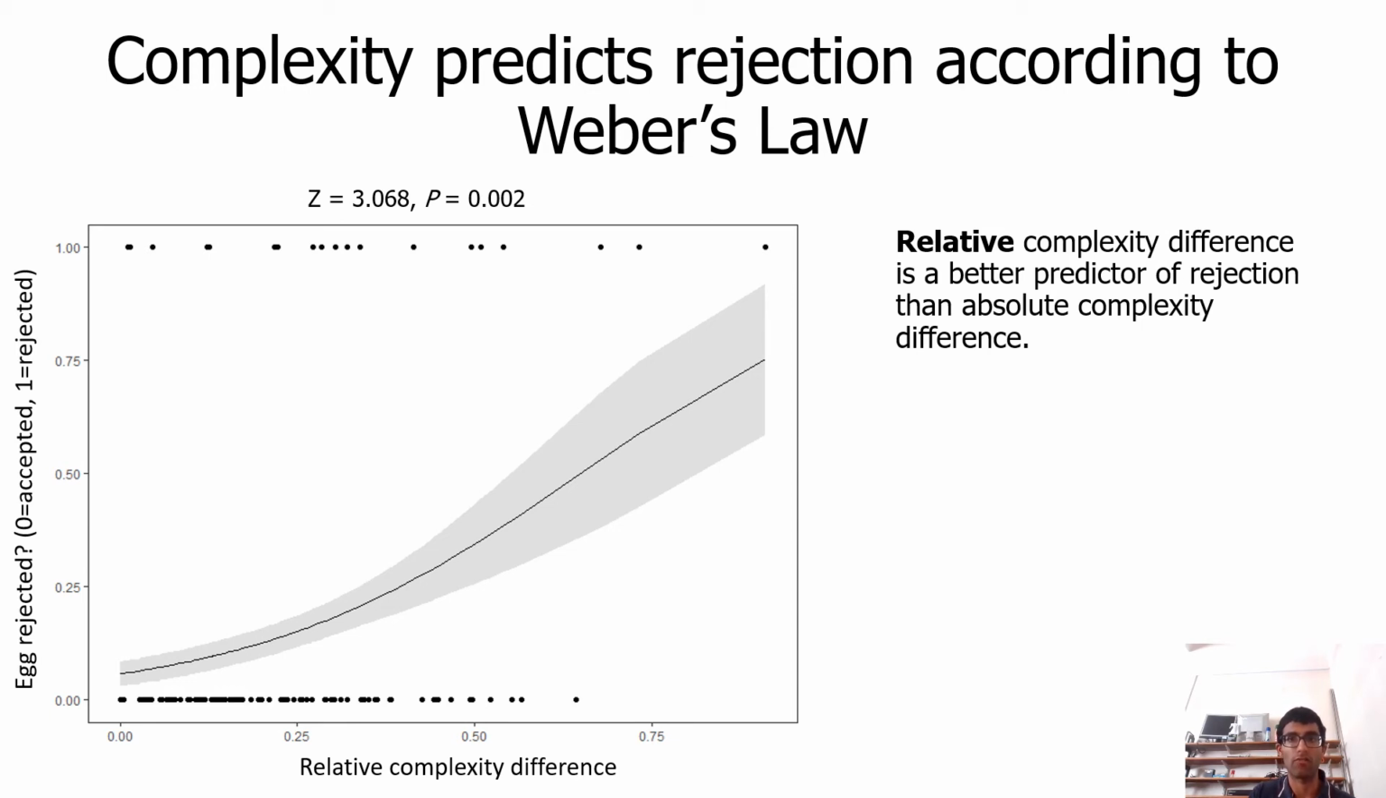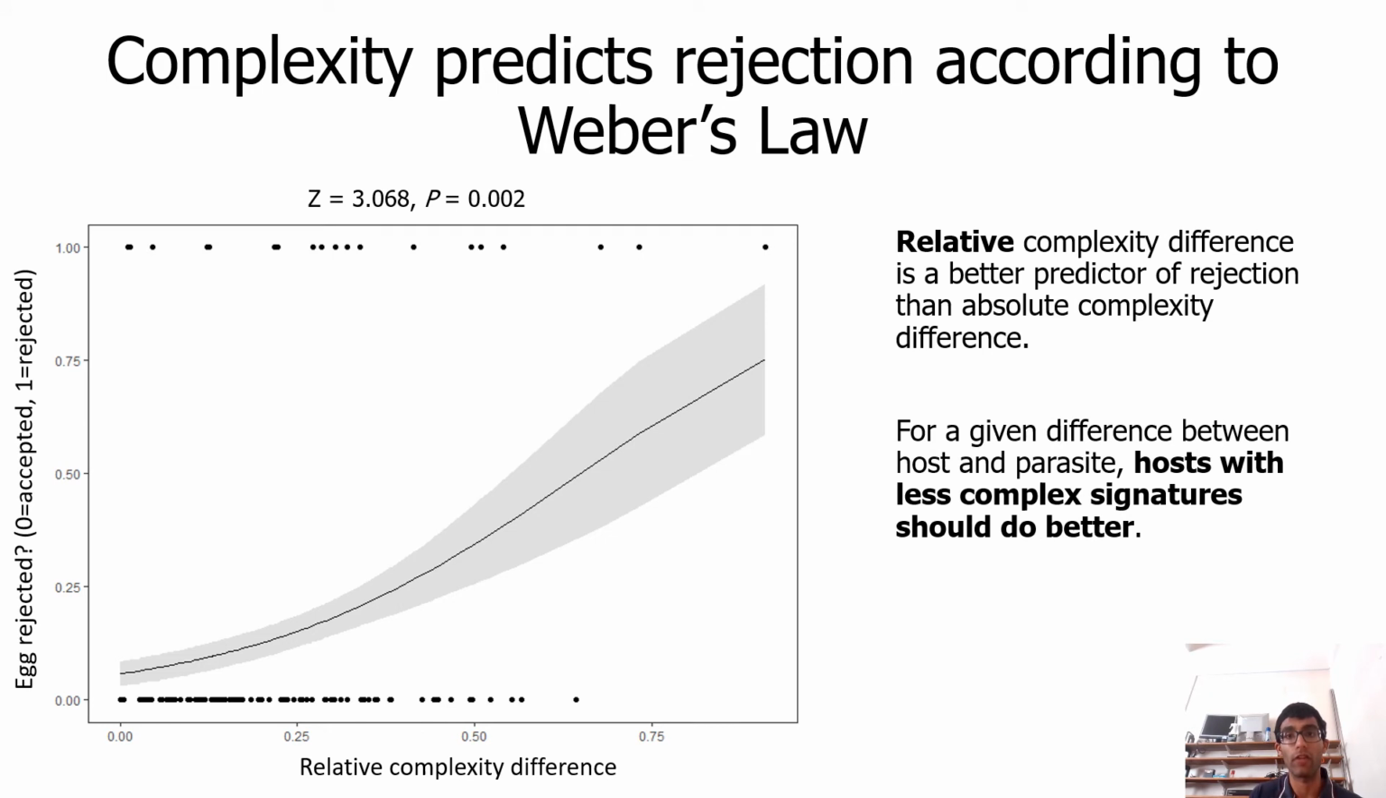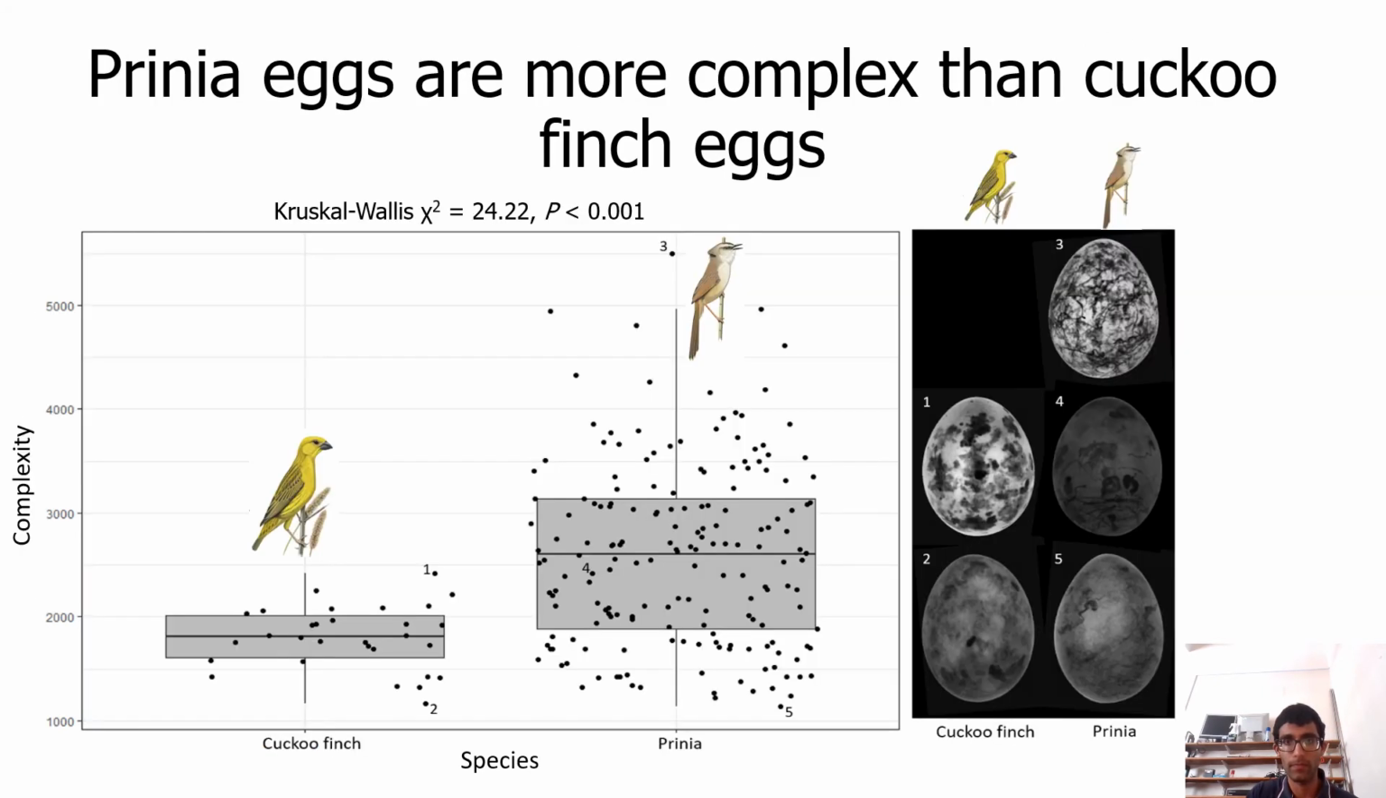This graph shows that as relative complexity difference increases, the probability of egg rejection also increases. The points are individual experiments. On the y-axis, a 1 means the egg was rejected, and a 0 means the egg was accepted. And this result supports Weber's law. It means that for a given difference between host and parasite, hosts with less complex egg signatures should do better. So here, Weber's law suggests that hosts might benefit from less complex signatures.